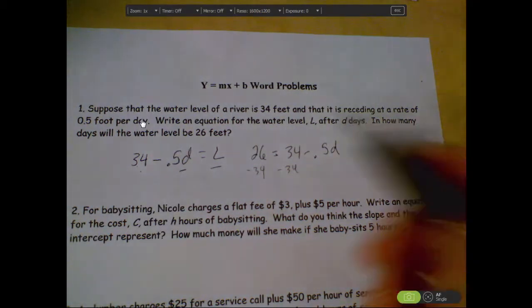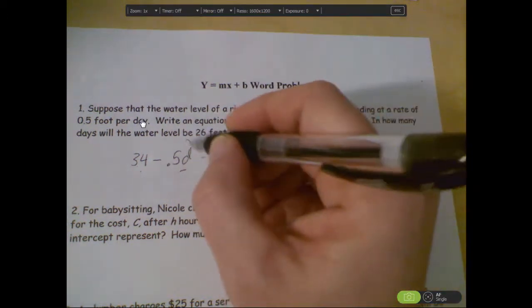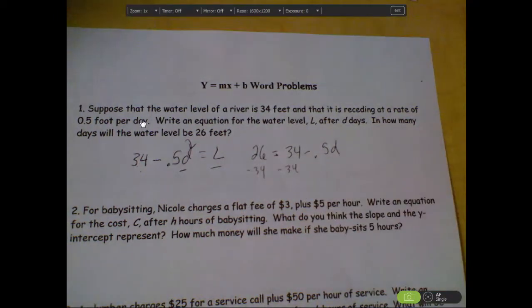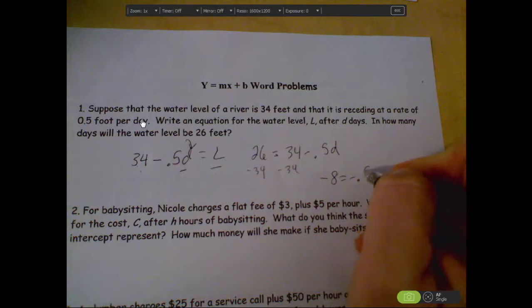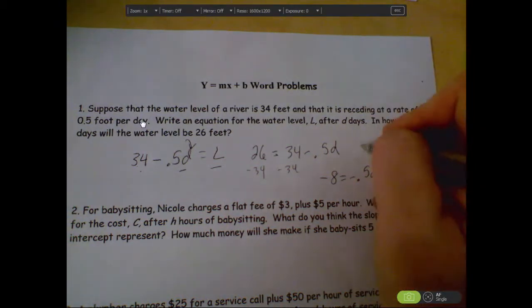So now I'm just going to put in 26 for L because it says in how many days, so that means I have to solve for D when L is 26. So then we just take this equation and we do 26 minus 34. We get negative 8 equals negative 0.5D. And then we divide both sides by negative 0.5 and we get 16 days.